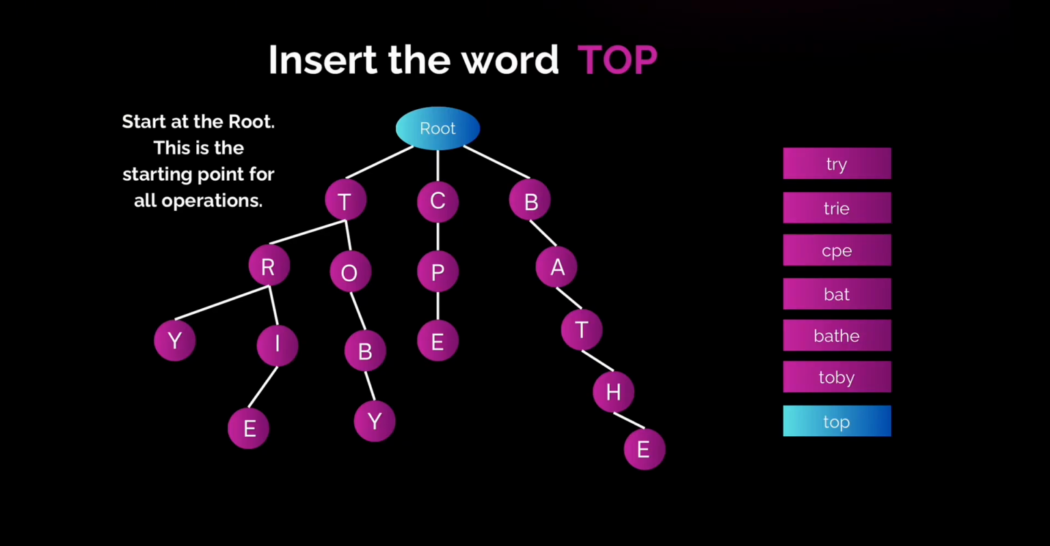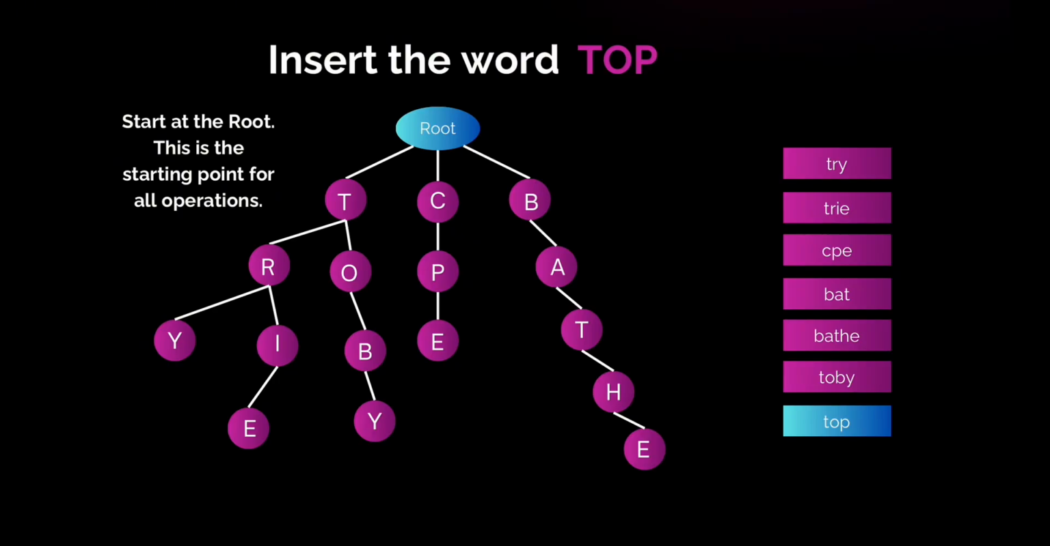We'll explain not just what happens, but why each step matters and what the trie is doing internally as the word is added. We begin at the root node, the base of the trie. From here, all words branch outward letter by letter. Our word is T, O, P, or top.